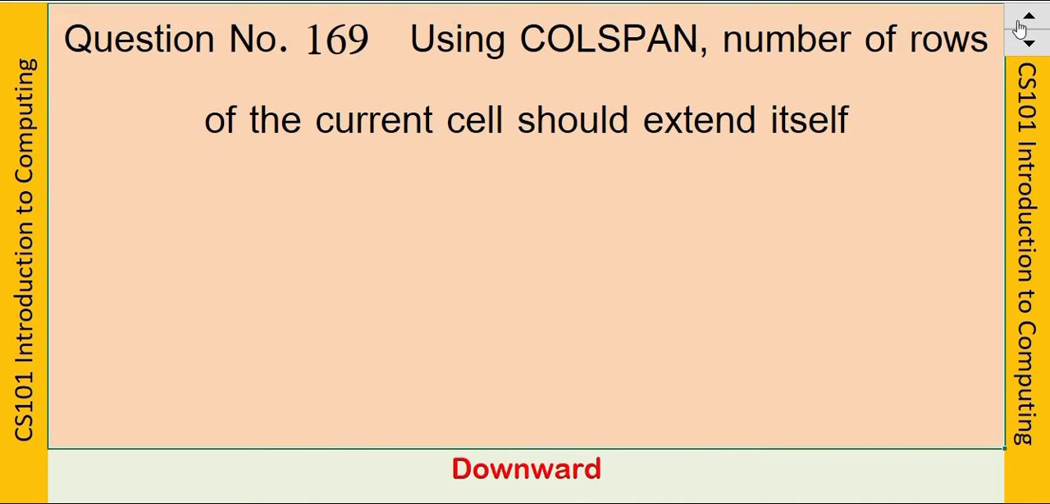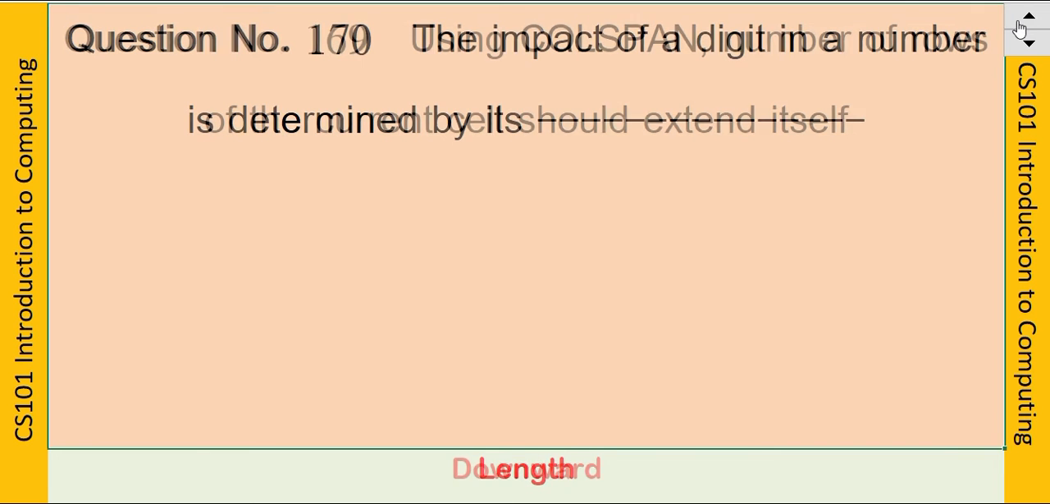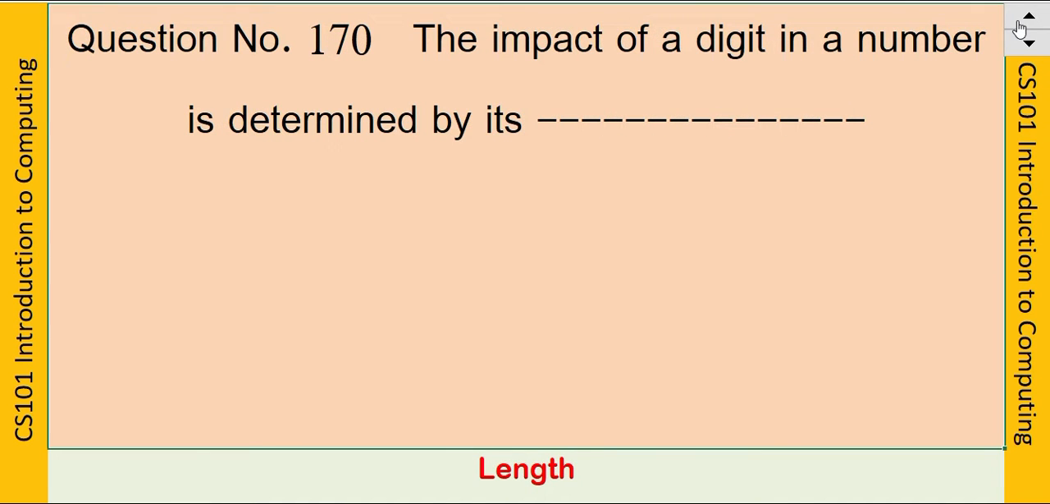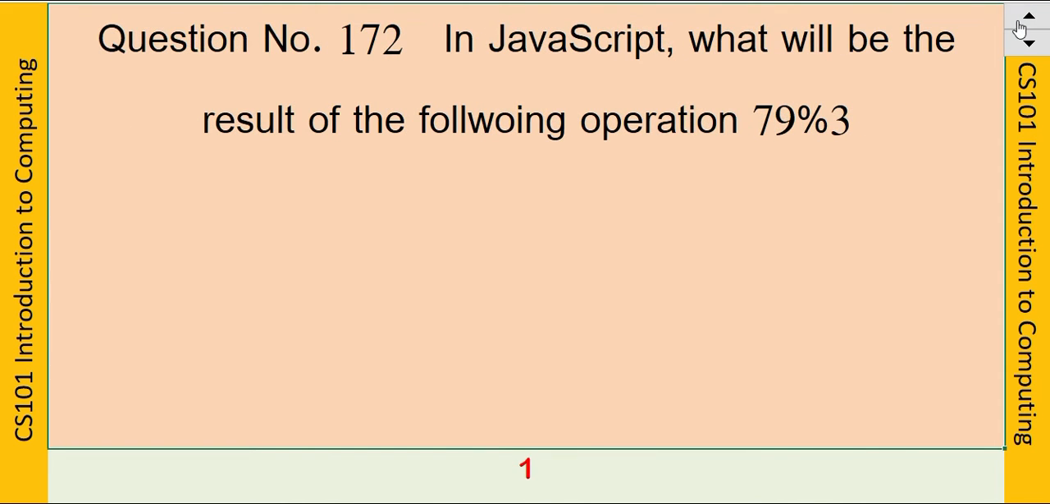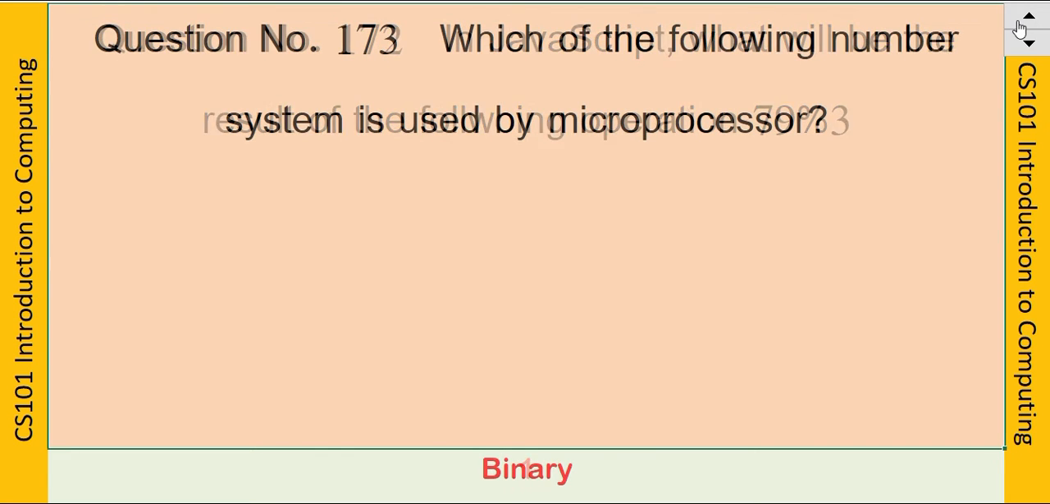Using column span, number of rows of the current cell should extend itself downward. The impact of a digit in a number is determined by its length. Which internet service is comparatively slow but inexpensive and fast? Email. In JavaScript, what will be the result of the following operation: 79 modulus of 3 equals 1?